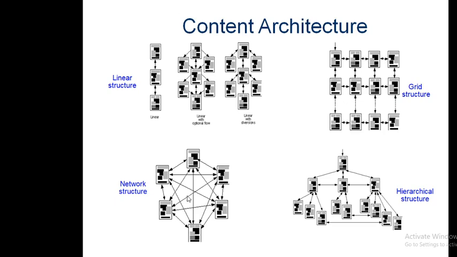Then the network structure: these types of structures we already saw in computer networks, the mesh architecture. Such a structure is also used for representing content, and it comes under network structures. The fourth one is the hierarchical structure. An example is the tree structured format in your data structures, a hierarchical format arranged one by one. Such architecture is called a hierarchical structure. So these are the four different types of structures available to represent content architecture.